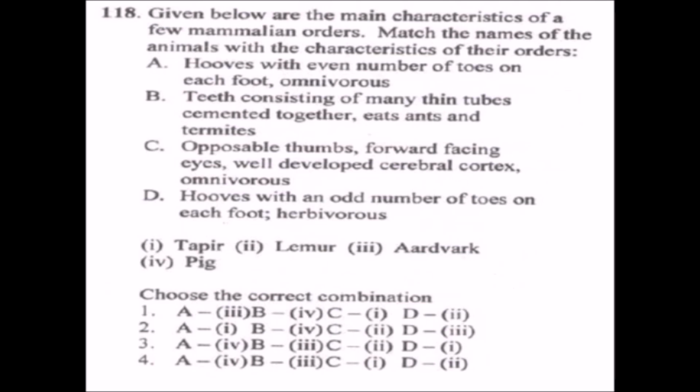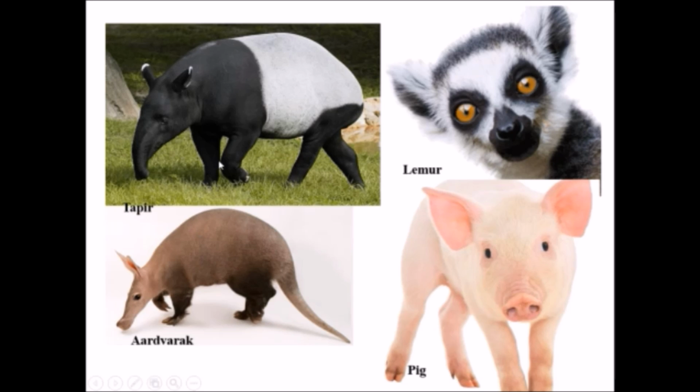Yes, question number 118. It is the most interesting part of the questions in part C. The question is that given below are the main characteristics of a few mammalian orders, match the animals with the characteristic of their order. The 4 animals given here are tapir, lemur, aardvark, and pig.